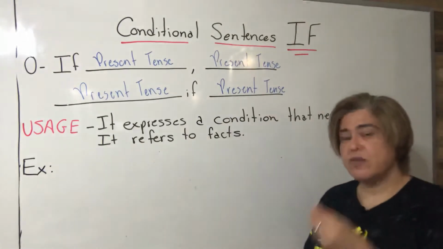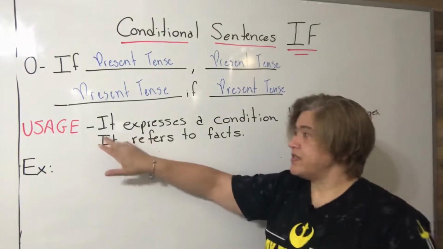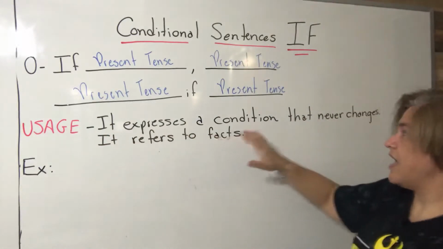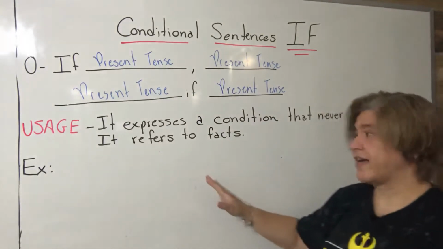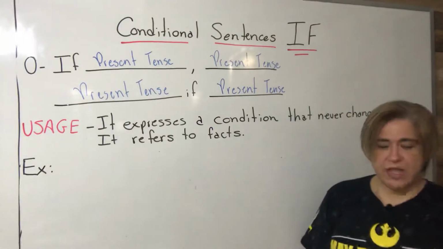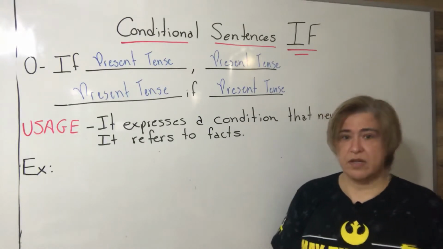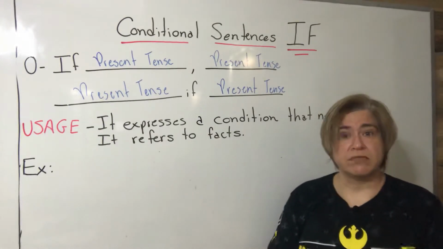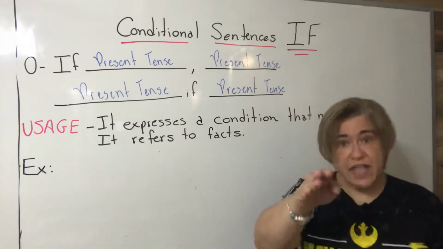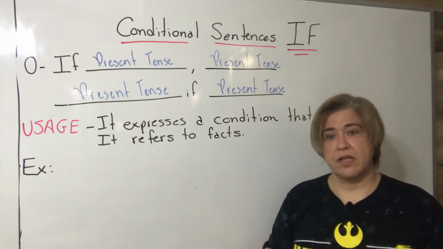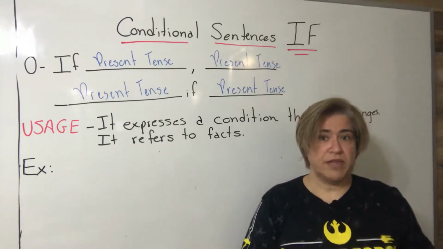Now, when do we use the condition 0? The condition 0 expresses a condition that never changes. It refers to facts. Okay, let's be more clear. Let's suppose that you are allergic to milk, okay? So obviously, if you drink milk, you will have an allergic effect.